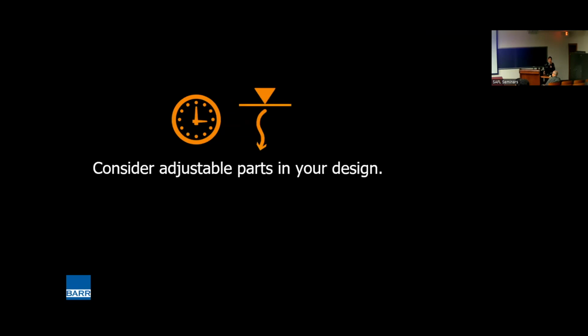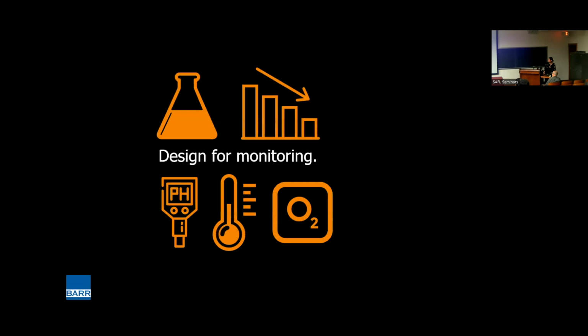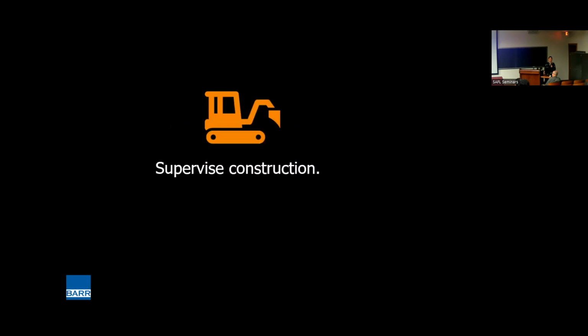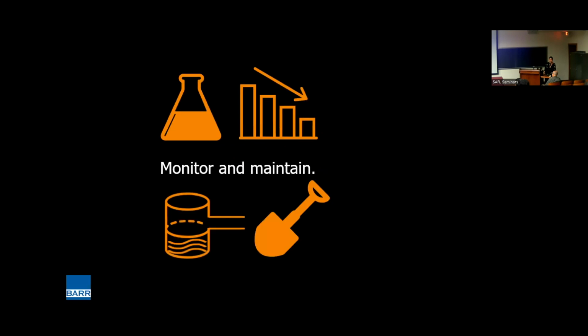Consider adjustable parts in your design so that you can learn as you go and make some small changes. Design for monitoring. Design for maintenance. Supervised construction. Things can go wrong during construction that can ultimately undermine your functionality. And then monitor and maintain. I think there's a lot of filters that get put in and then walked away, and I can guarantee most of those are failing right now. So we have to be watching these sites.